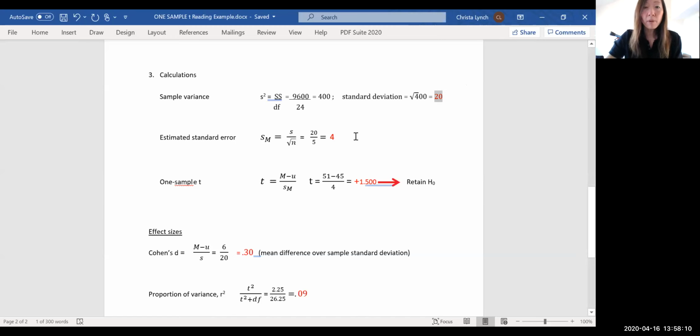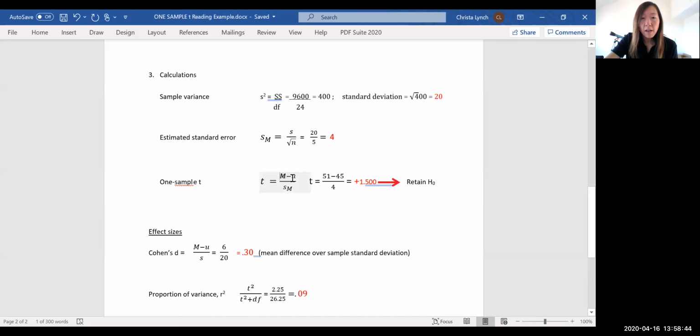We're using a sample to calculate what we call the estimated standard error, which is going to go in the denominator of our formula. What that looks like is we're taking the standard deviation of the sample divided by the square root of n. The standard deviation of the sample is 20 divided by the square root of 25, which is 5, and that's going to give us an estimated standard error of 4. Now, 4 is not the t-statistic. 4 is the denominator, the error term of the t-statistic.